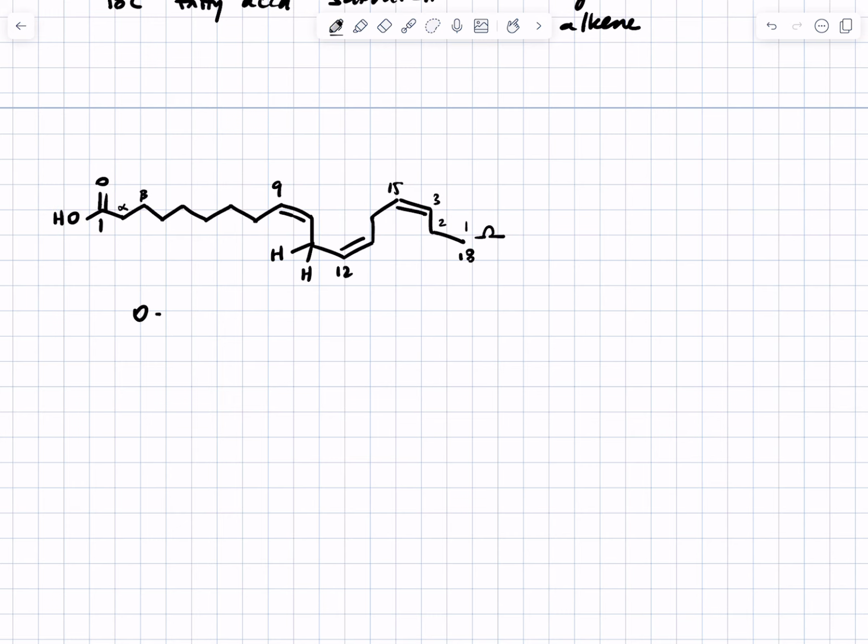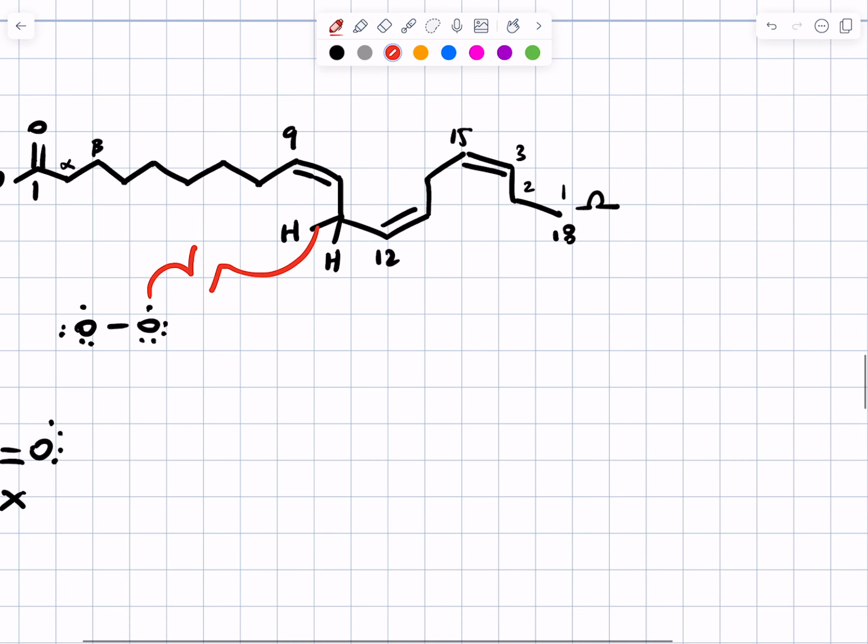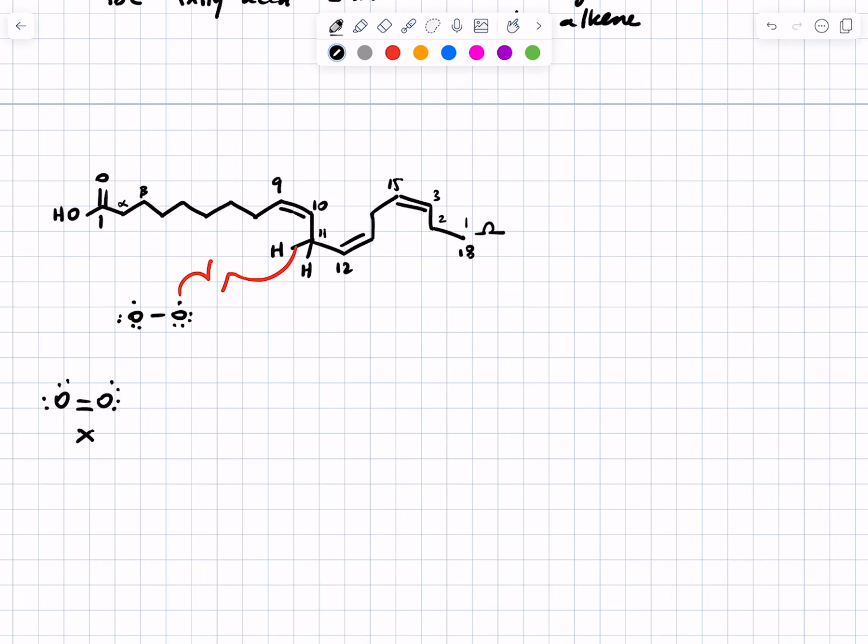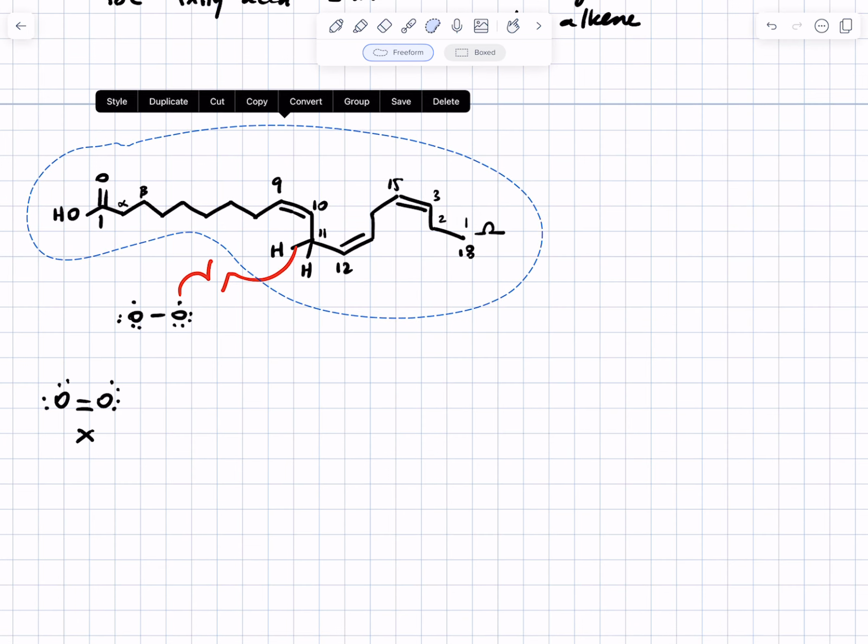So oxygen, if you didn't know this, if you look at its MO picture, even though we draw its Lewis structure like this, that's sort of inaccurate. Oxygen is mostly a diradical. You can draw it like this, and that reflects more likely what its state is in our atmosphere. And so it can abstract a hydrogen from this doubly allylic carbon 10 or carbon 11. Why is that CH bond weaker than the other CH bonds in the molecule?